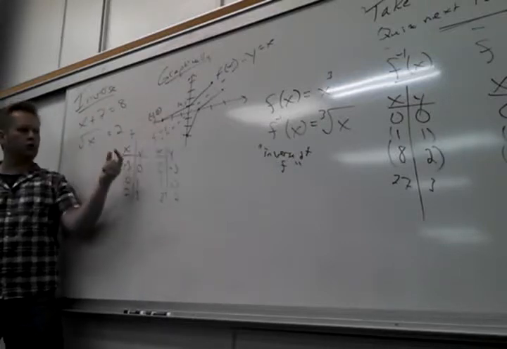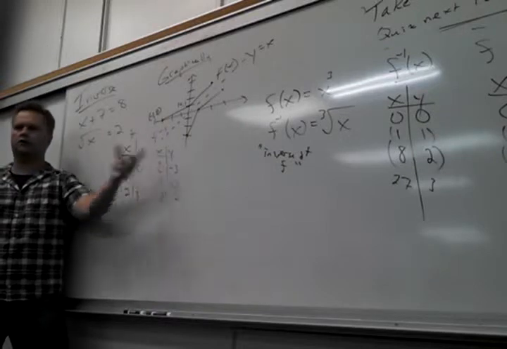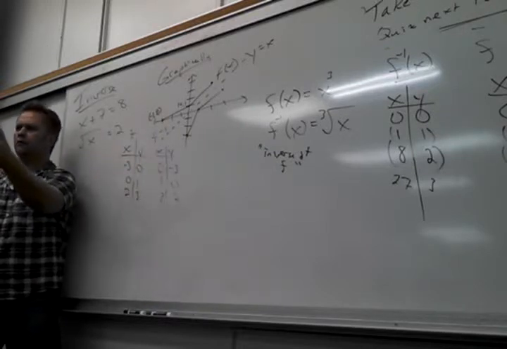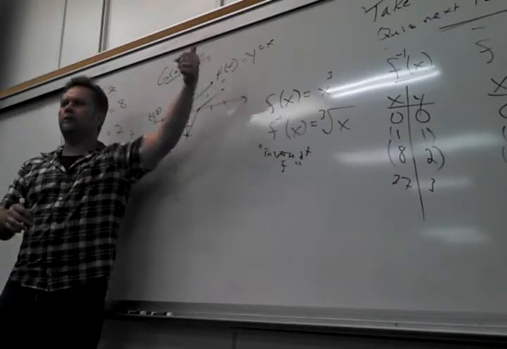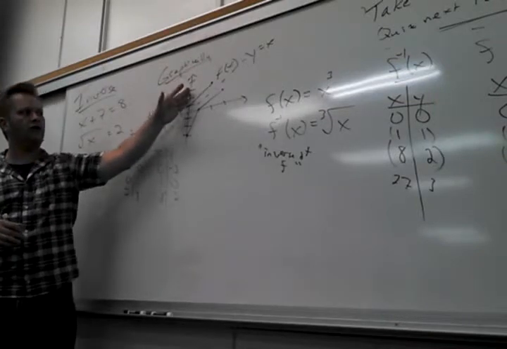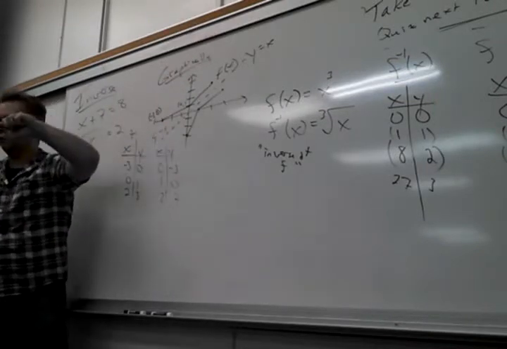Why does it make sense? Because what do I do to all the points from a function to its inverse? What do I do to the points? I flip them. So x and y flip. So the whole thing visually is going to flip over the y equals x line.